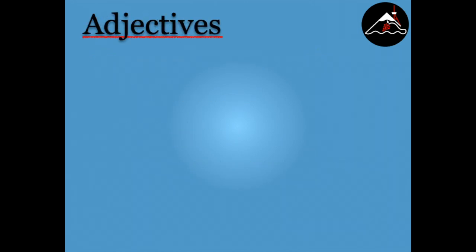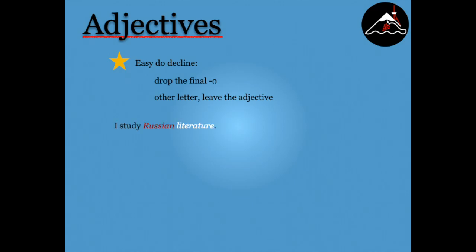Georgian adjectives are easy to decline. Simply drop the final e. If the adjective ends in another letter, then leave the adjective as is. For example, to say, I study Russian literature, you would say, Me vstavlob Rusul literaturas.